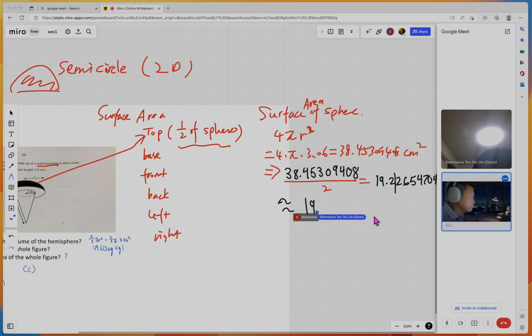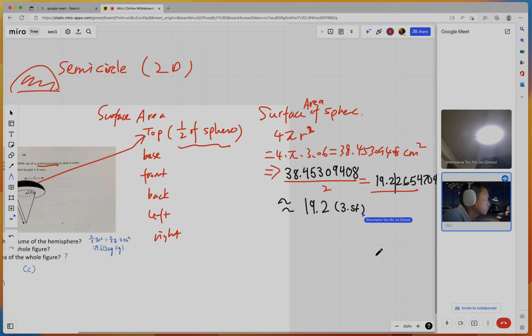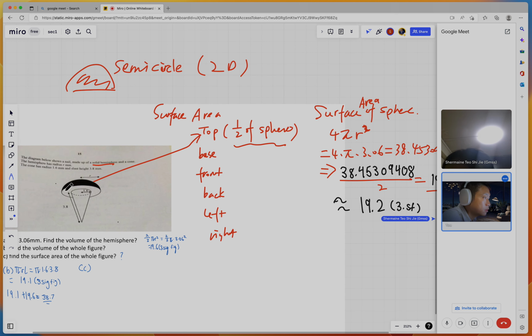Yes. So you write down the original answer first, then you round. Very good. Okay. So you have done the black over here, right? You have done this part already, right? Half hemisphere, right? Yeah. So what other surface do you have? Can you see that you have the cone here?